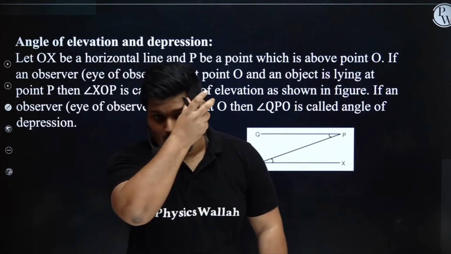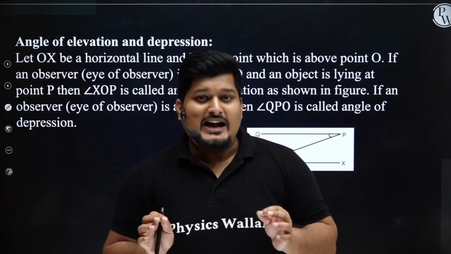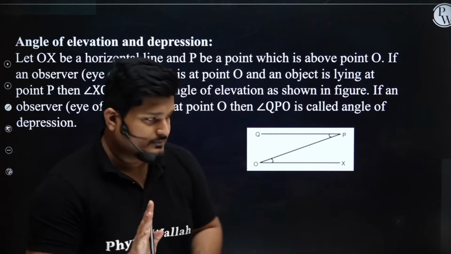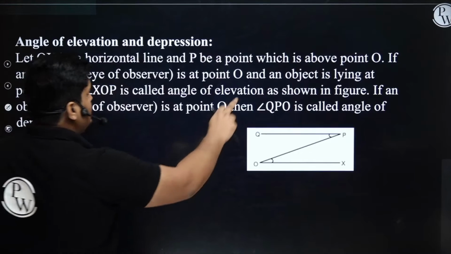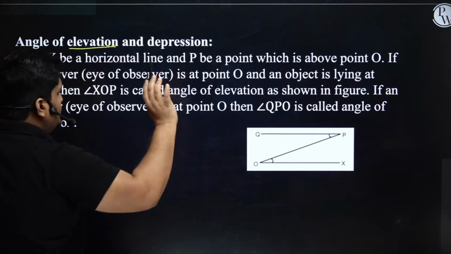Okay, so today's lecture will be about discussion of two topics. One being properties of triangle. The second one is heights and distance. Now in heights and distance, you will see only two terms always. What are they? The angle of elevation and the angle of depression.